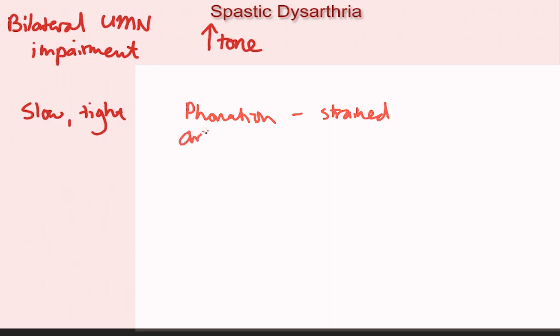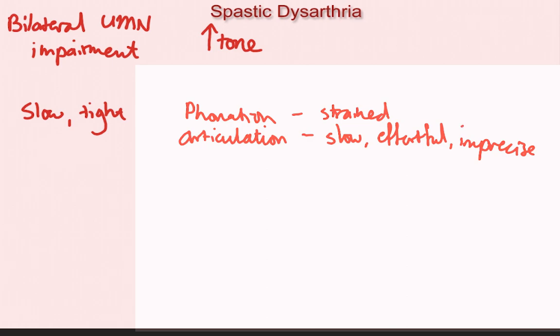As for articulation, again, very slow, very effortful. And there's the sense that they're kind of pushing through to actually produce the phonemes. And that's due to the spasticity in the muscles. And because they're slow and effortful, they're very imprecise as well. As we discussed, getting a key into a lock or producing a gap for an S, if the muscles are tight, it's hard to do those movements.